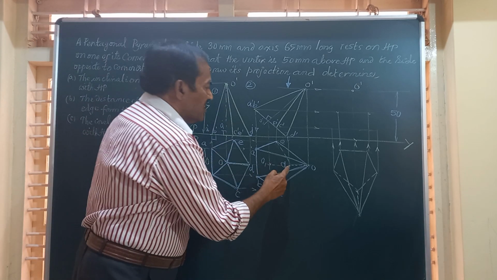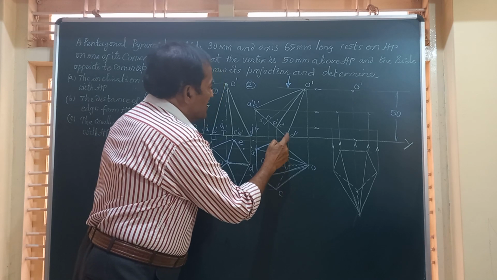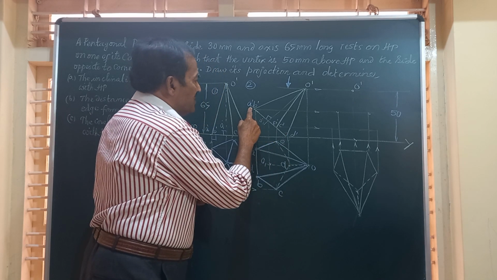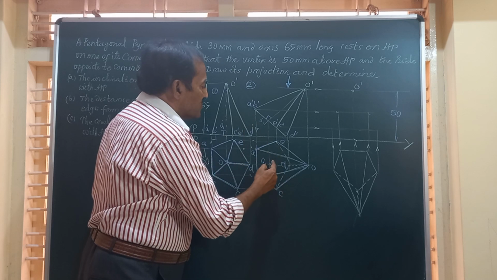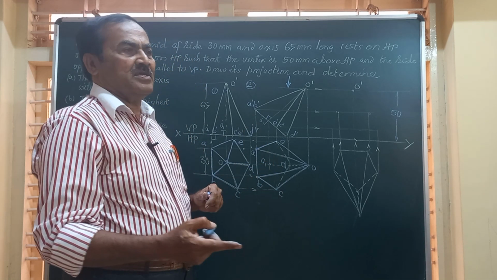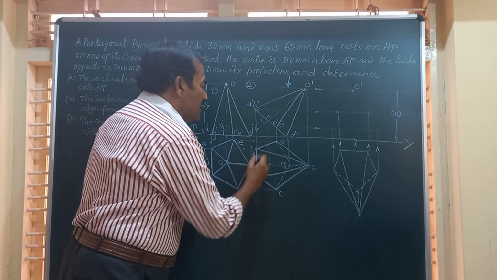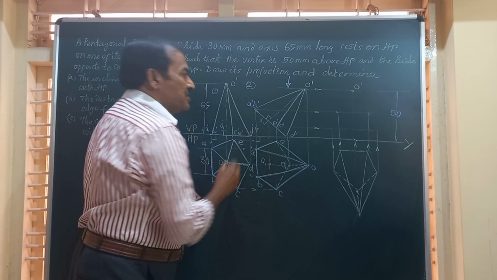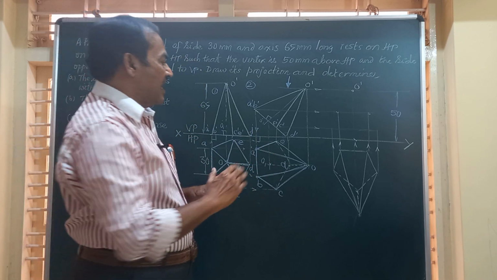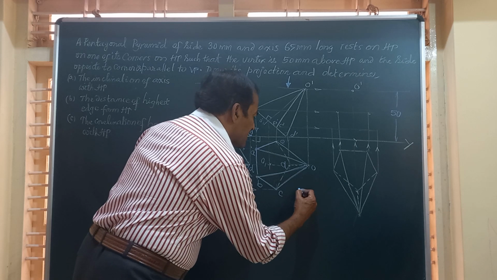So it is resting on corner D. The side opposite to that is AB. So that AB has to be parallel to VP. In this top view, AB is normal to VP. Finally friends, I am going to redraw this figure in the top view.